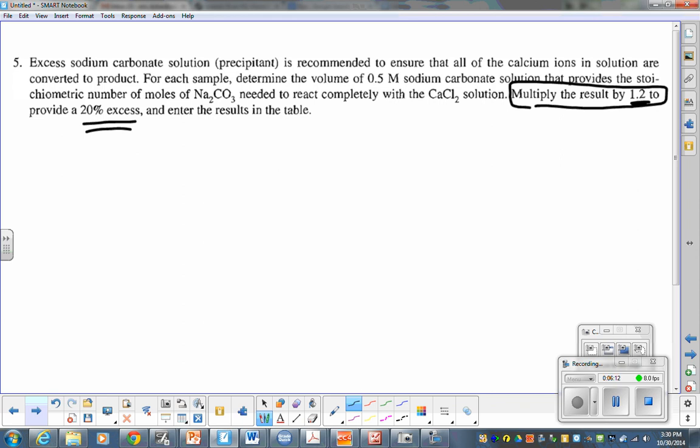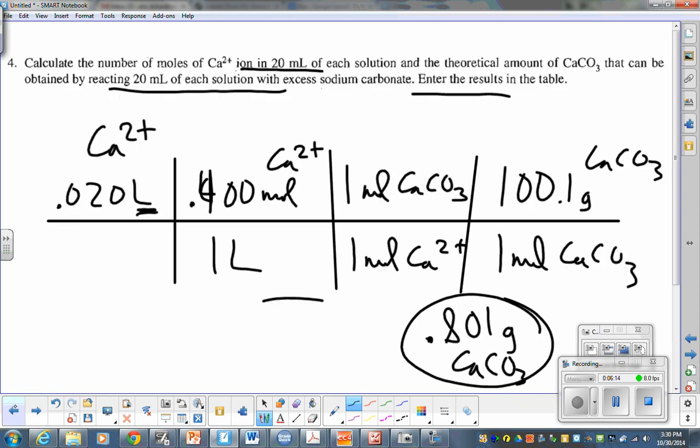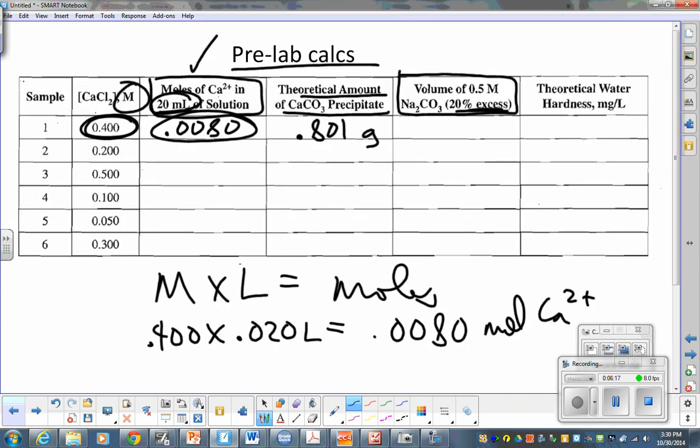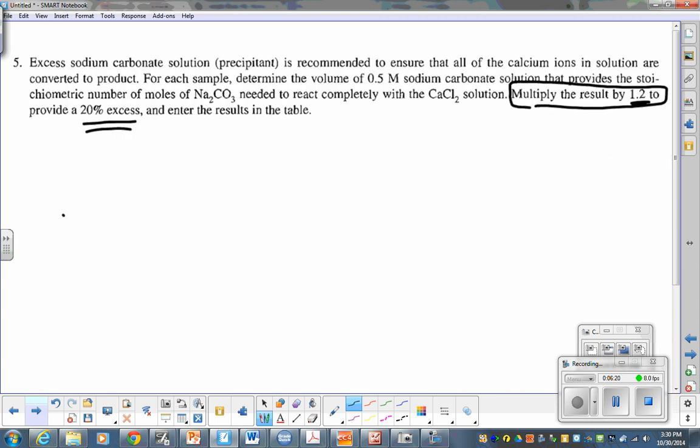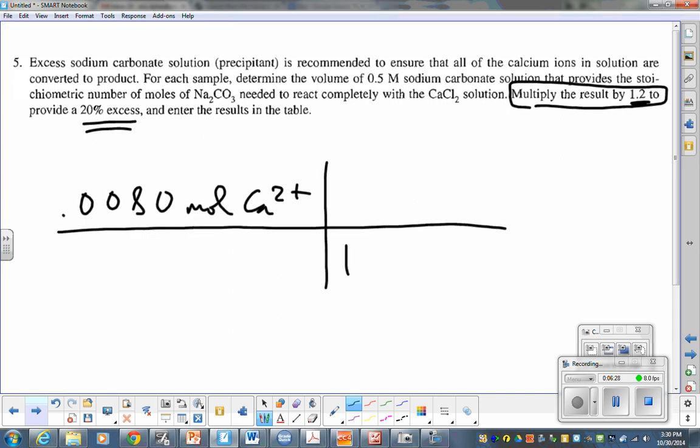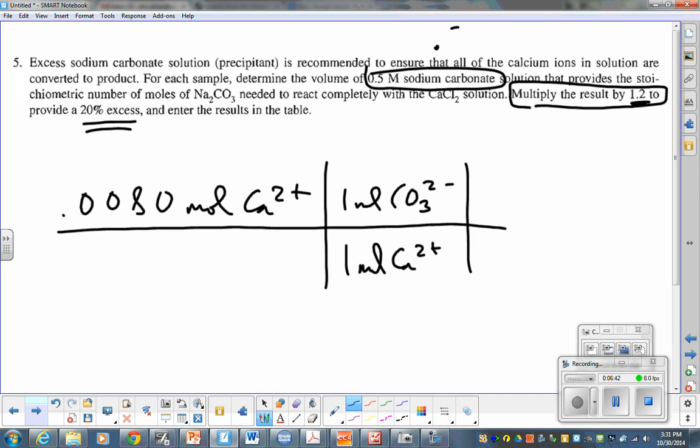So I'm going to start with the moles from this part of the table: 0.0080 moles of Ca2+. Okay, what's my reaction? My reaction is 1 mole of Ca2+ reacts with 1 mole of CO3 2-. And what do I know? I know the molarity. The molarity of sodium carbonate that we're using is 0.5 molar Na2CO3. So what does that mean, really? 0.5 moles of CO3 2-, since Na2CO3 is the same thing as CO3 2-.